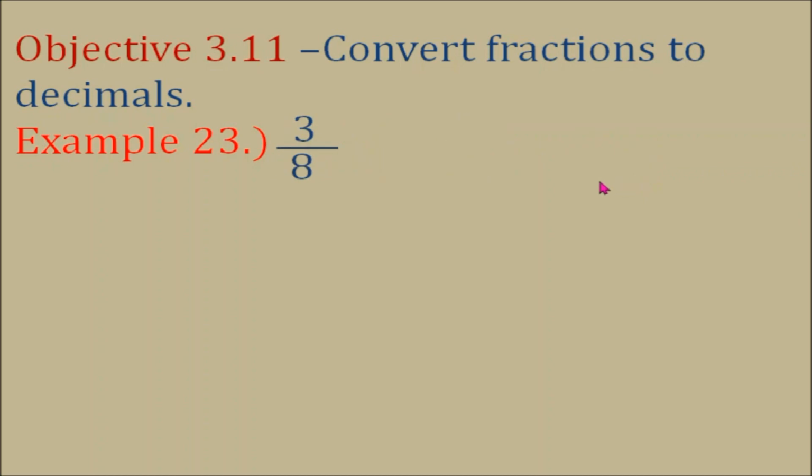How about example 23? It's 3/8. It's hard for us to change the denominator 8 to 10, 100, or 1000. So if this would be the case, we are going to resort to long division. So that's 3 divided by 8. The numerator is less than the denominator, so we can still divide, provided we put a decimal point first, and we can add 0.